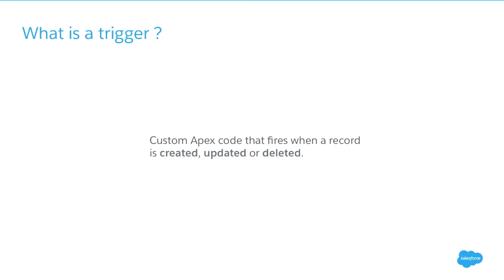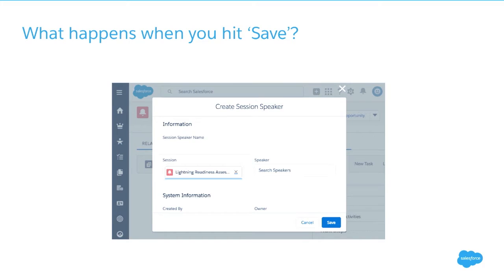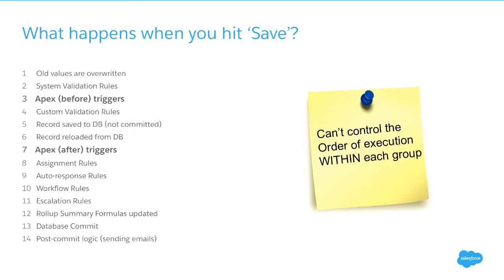So now, what's a trigger? A trigger is basically custom Apex code that fires when you create, update, or delete a record. That's it. It's as simple as that. Now, this happens when you save the record. But that's not the only thing that happens when you do that. The platform does a bunch of things when you're saving a record, like 14 different things that you don't need to memorize or anything. There's plenty of documentation on that.